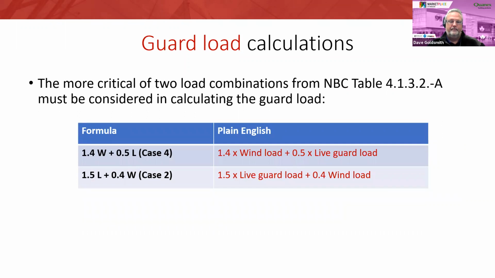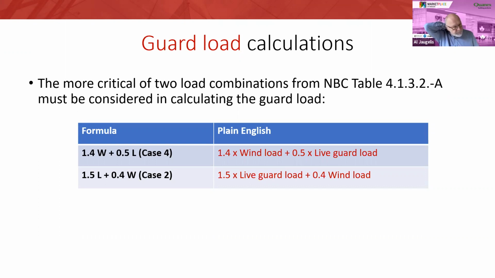Okay. So basically, when you're designing for these guard loads, there are two cases you have to consider, and the more critical of the two would apply. So one case is 1.4 times the wind load plus 0.5 times the live guard load. The other case is 1.5 times the live guard load plus 0.4 times the wind load. So can you discuss how that works as an engineer? Sure.